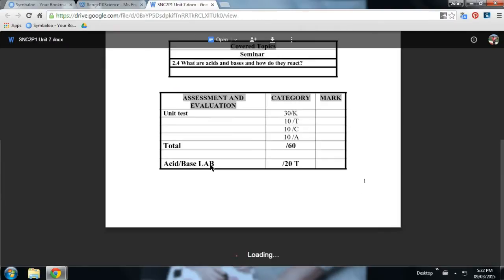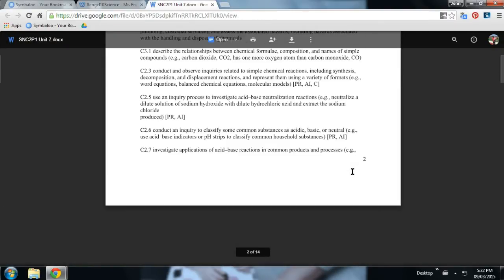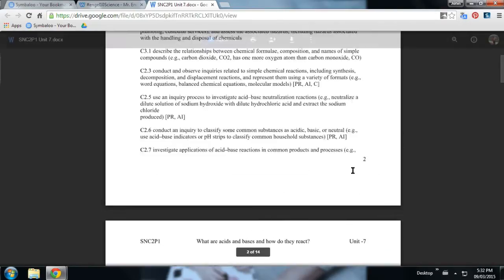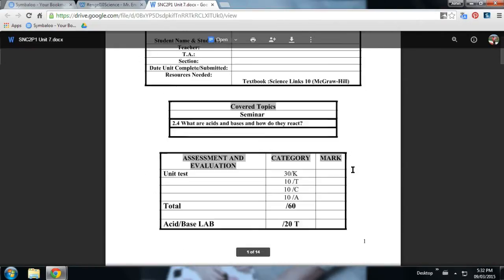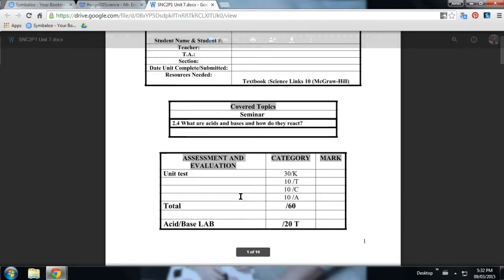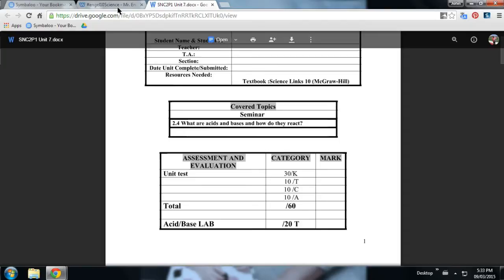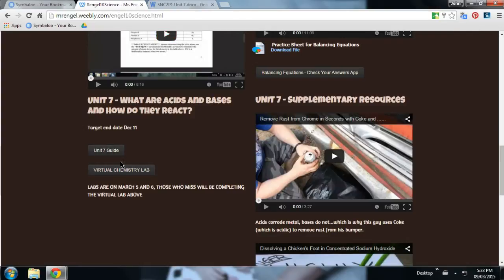The first thing you need to do in the unit is look at the review sheet I've made you, because there's going to be a test at the end of the unit. I'm going to evaluate you on that test, and I'm also going to evaluate you on the acid and base lab that we do together in class. You'll be able to find the review sheet under this Unit 7 guide that I just opened.